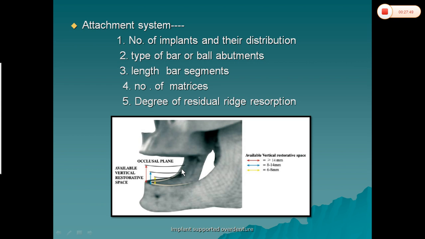See here. If this is the occlusal plane where maxillary teeth and mandibular teeth are contacting, this is the crest of the mandibular ridge. So this much space is available for the attachment system to be placed, and also over it the denture along with the teeth has to be placed. So there should be sufficient space from the occlusal plane to the ridge, then only we can place our attachment system onto which the overdenture with the teeth can be placed. So enough space has to be present.